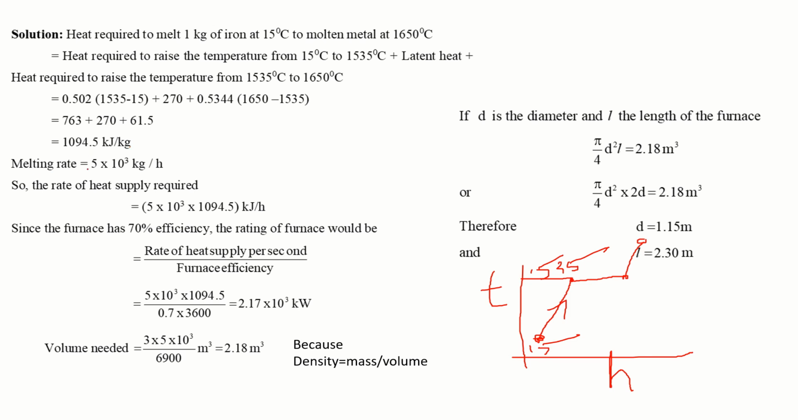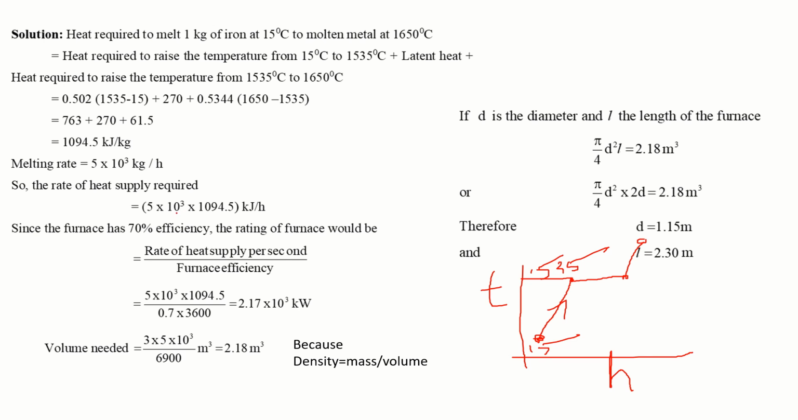The melting rate is 5 tons, I said. 5 into 10 to the power of 3 kg per hour. So the rate of heat supplied required: this is the heat required per kg, and 5 into 10 to the power of 3 is the total mass. Then I'll get 5 into 10 to the power of 3 into 1094.5 kilojoule per hour. This is the total amount of heat required to melt 5 tons of iron.